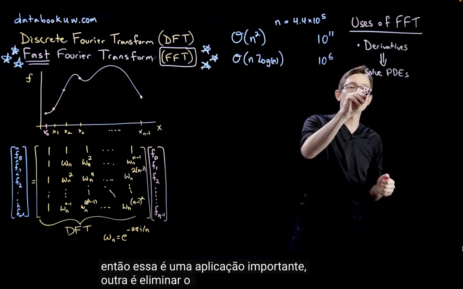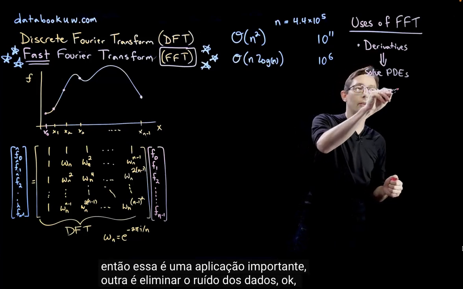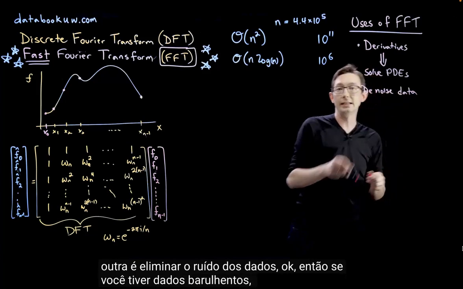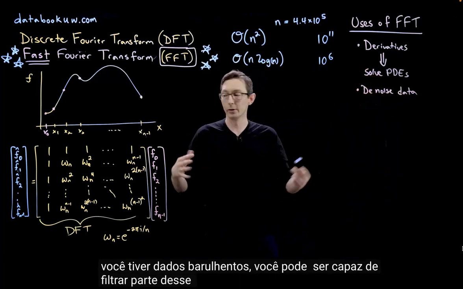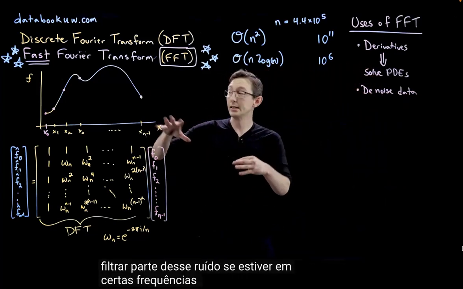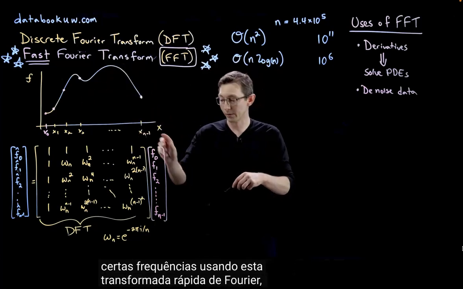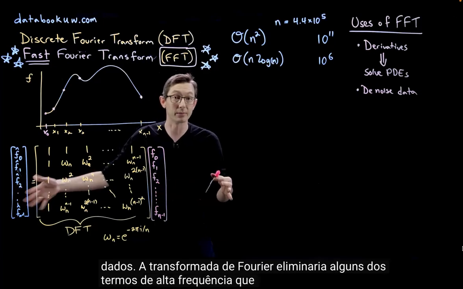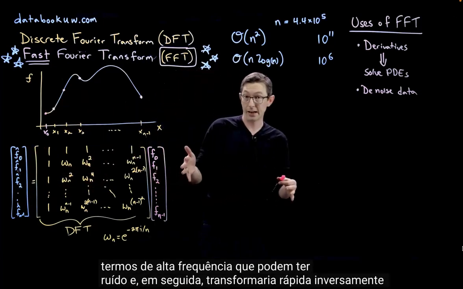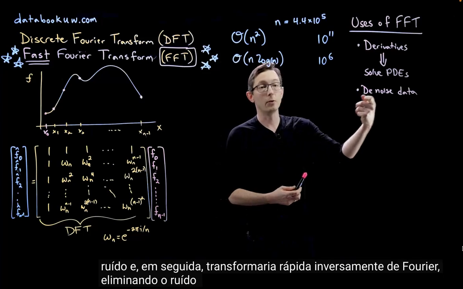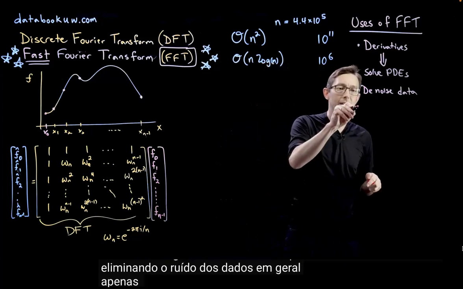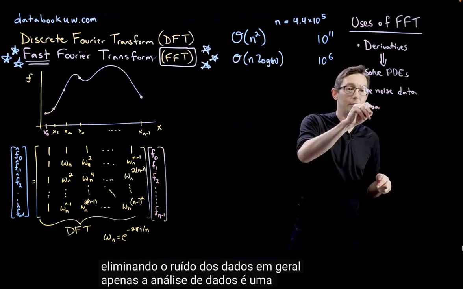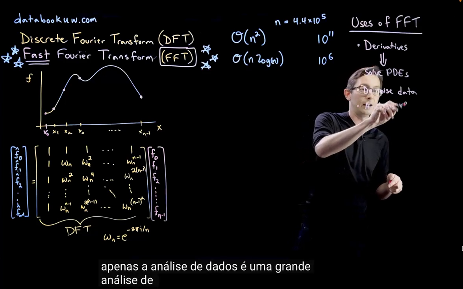Another is to denoise data. If you have noisy data, you might be able to filter some of that noise out if it's at certain frequencies using this fast Fourier transform. So we would take our data, Fourier transform, kill some of the maybe high frequency terms that have noise, and then inverse fast Fourier transform. So denoising data. In general, just data analysis is a big deal. Analysis of data.